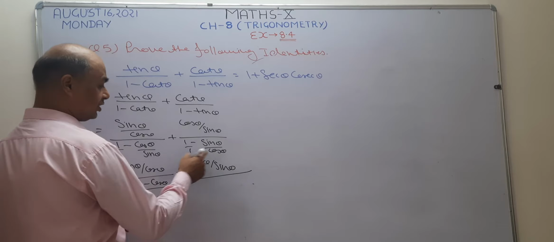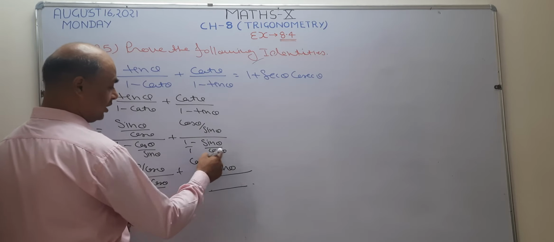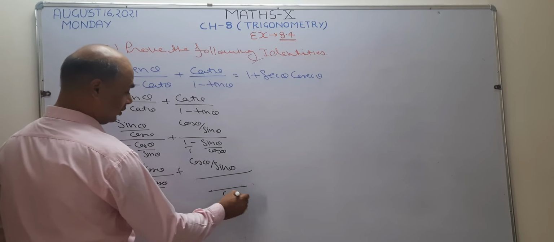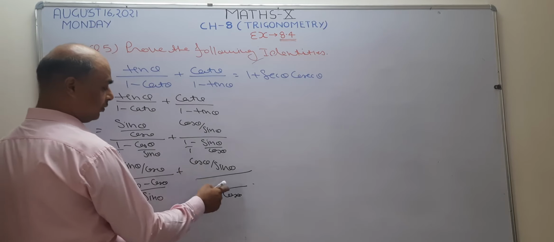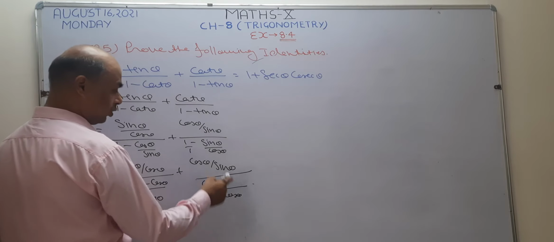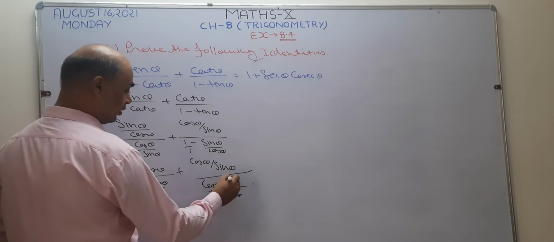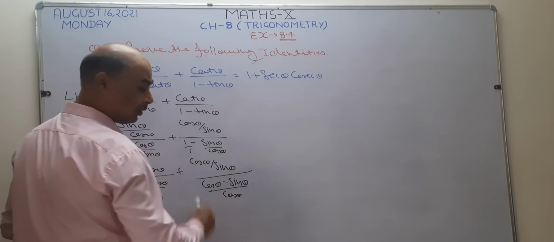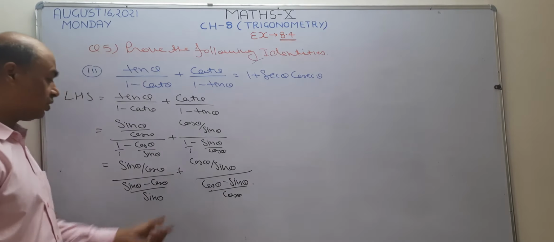Again I am going to take LCM of the denominator part. LCM is cos theta. 1 is there, it means this one is going to multiply with cos theta. Right here cos theta. Cos is cancelled with cos. What is left? Minus sin theta. Okay, this is clear. Now I am going to write this numerator part as same.